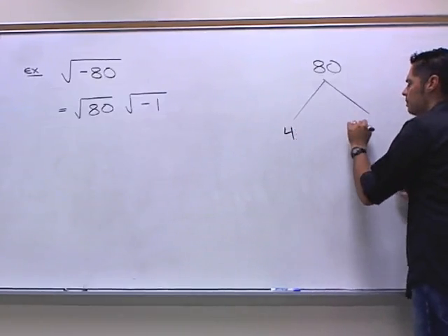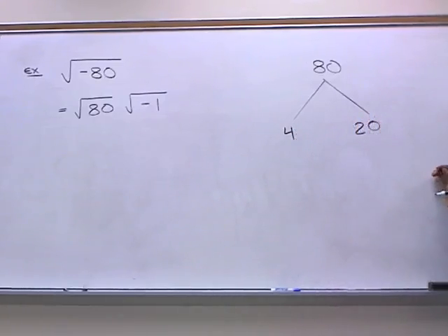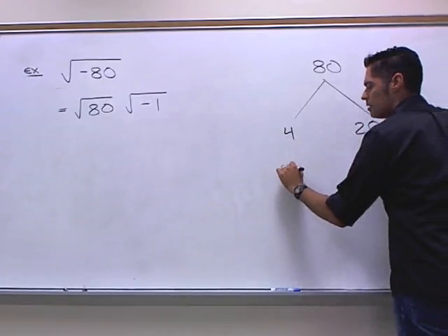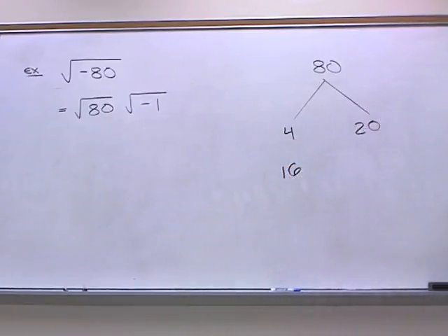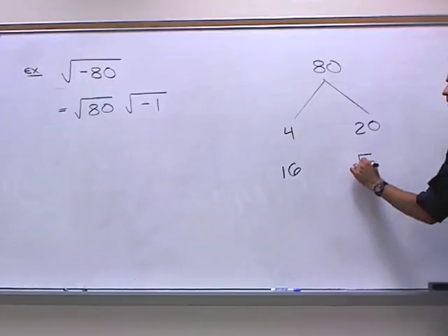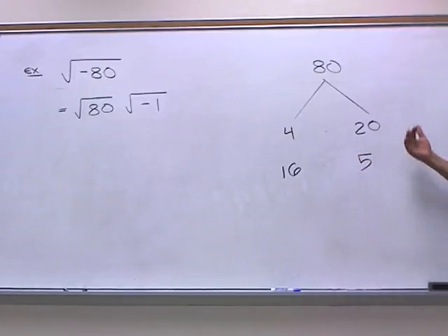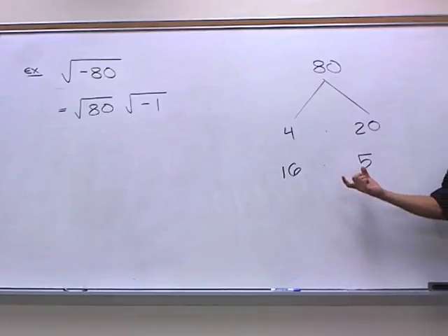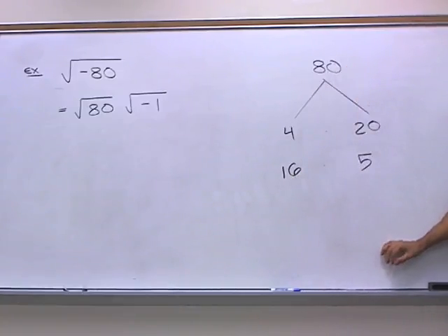Is that the biggest perfect square we can get in there? Isn't 20 4 times 5? Right? So isn't there another 4 in here somewhere that I can put together with this 4 and get a 16? But 16 and something gives you 80. What is it? 16 and 5. So either 4 and 20 or 16 and 5 would work. I'm going to go with 16 and 5 because it's the biggest perfect square I could possibly get into 80.